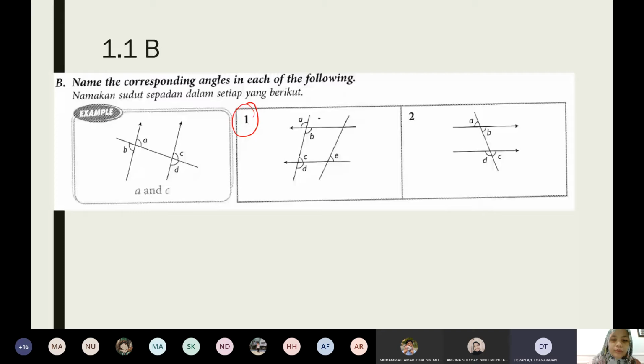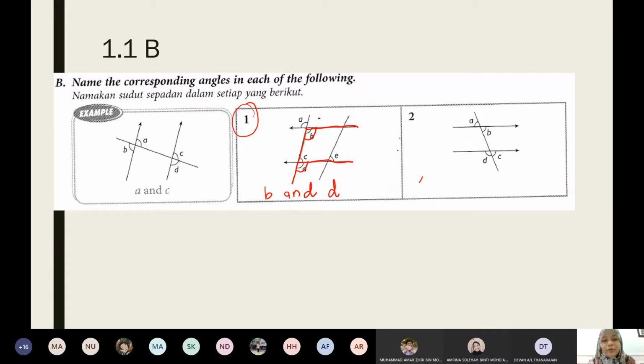B and D. Yes. Good job. B and D. Okay, so kalau kita tengok kat sini, these are the parallel lines and the transversal membentuk huruf F. So kita punya corresponding angles mesti di dalam bucu F tersebut. Okay, so jawapan dia ialah B and D.